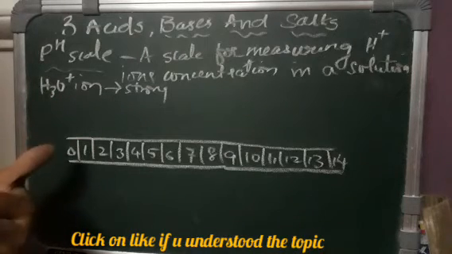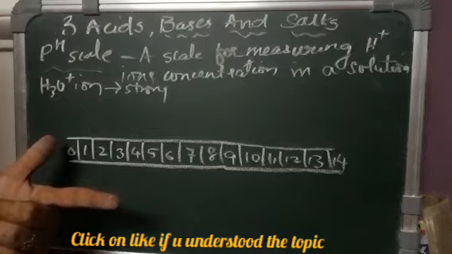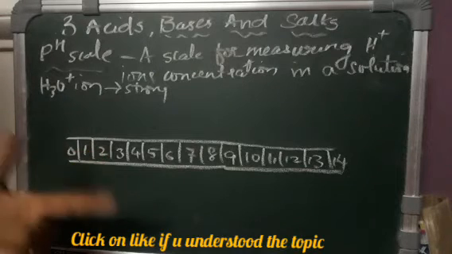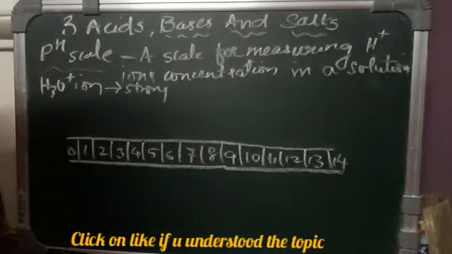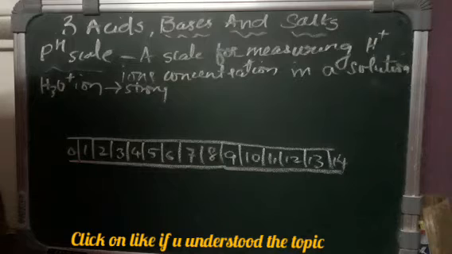If we take hydrochloric acid and acetic acid of the same concentration, then they produce different concentrations of hydrogen ions, isn't it? Acids that give more H3O plus ions are said to be strong. Those that give fewer H3O plus ions are said to be weak, isn't it?